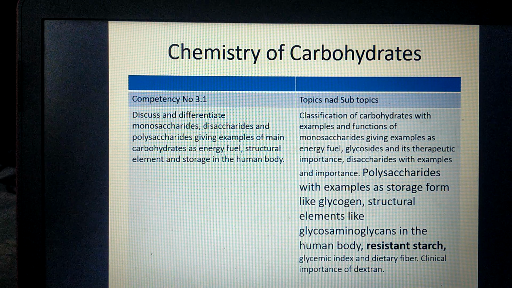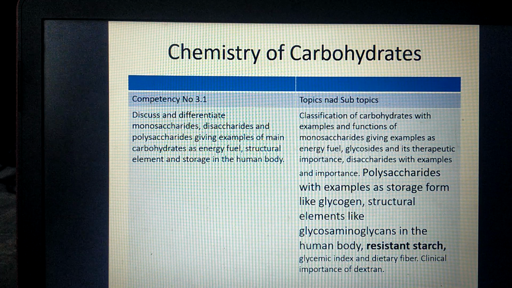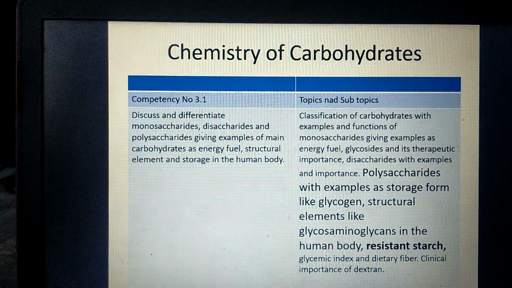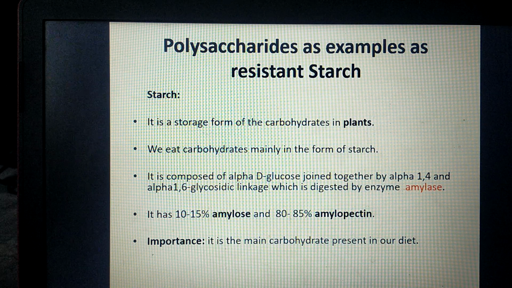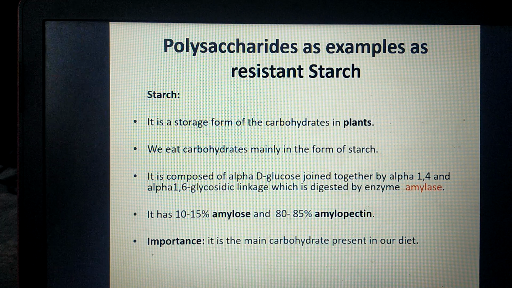Good morning, students. Today we will continue competition number 3.1, and today's topic is resistant starch. First, we will discuss starch. Starch is a storage carbohydrate of plants. In our food, the main carbohydrate is also starch.